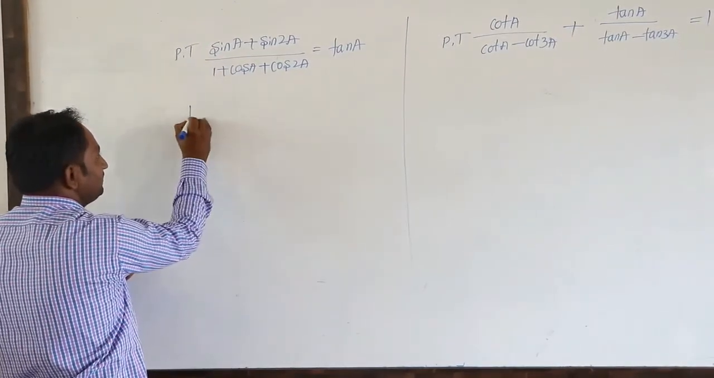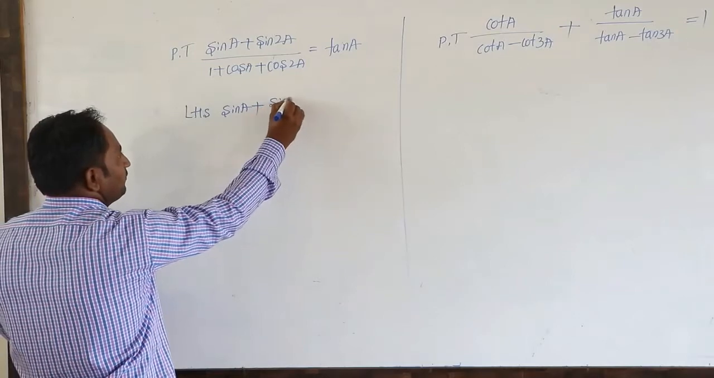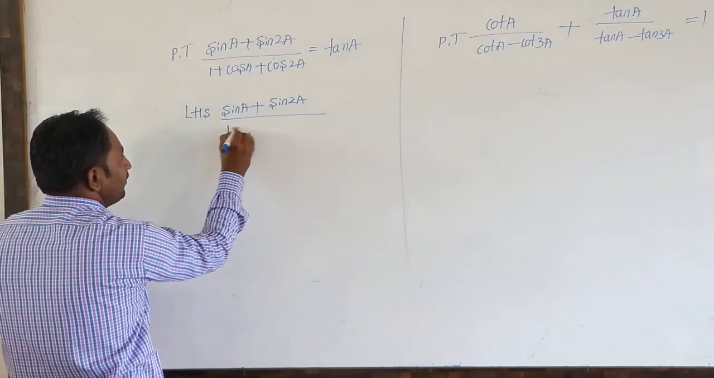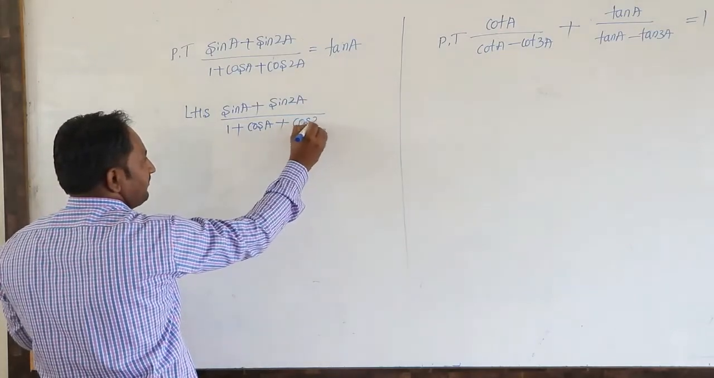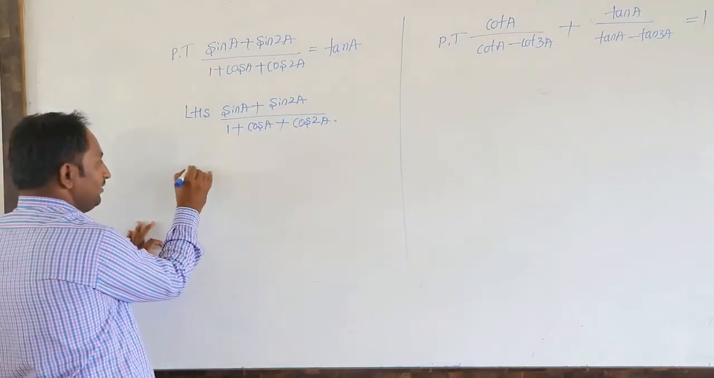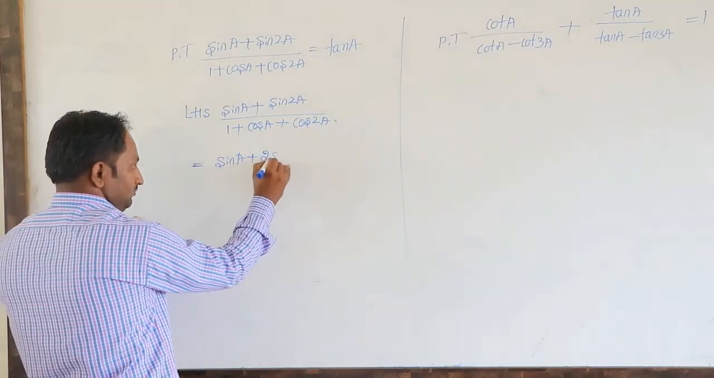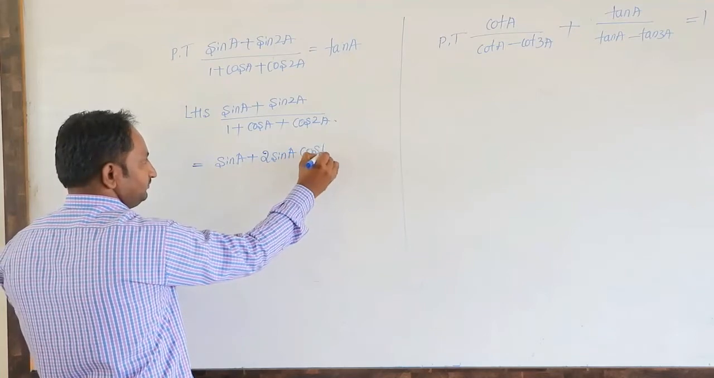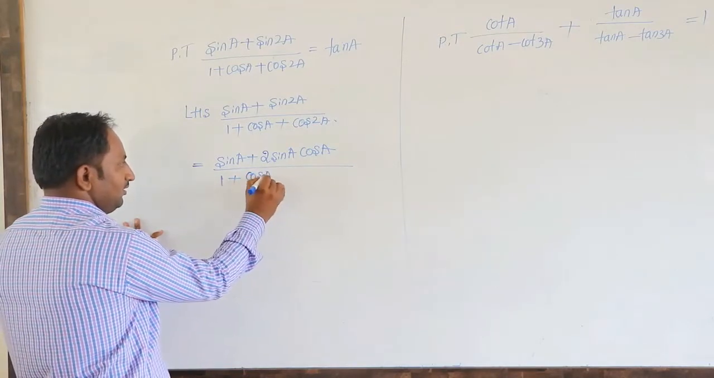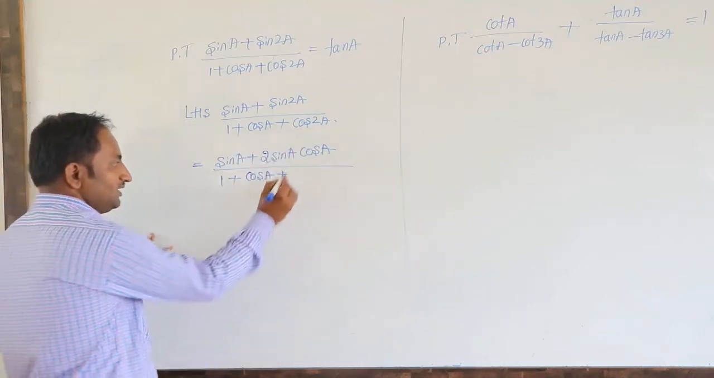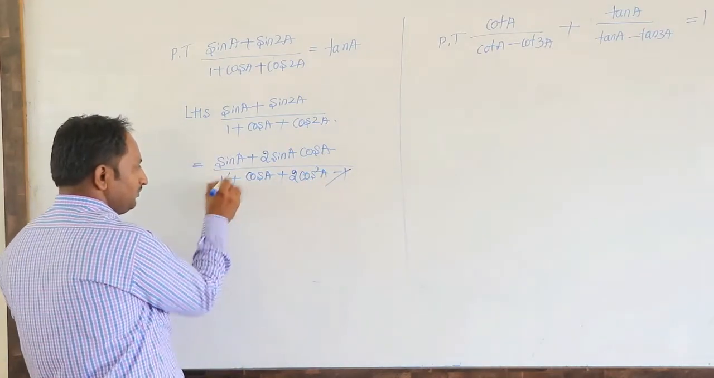Here consider the LHS part. LHS, that is (sin a + sin 2a) divided by (1 + cos a + cos 2a). This is equal to sin a as it is plus sin 2a, whose formula is 2 sin a cos a, divided by 1 plus cos a plus cos 2a, whose formula is 2 cos² a minus 1. Here minus 1 plus 1 get cancelled.